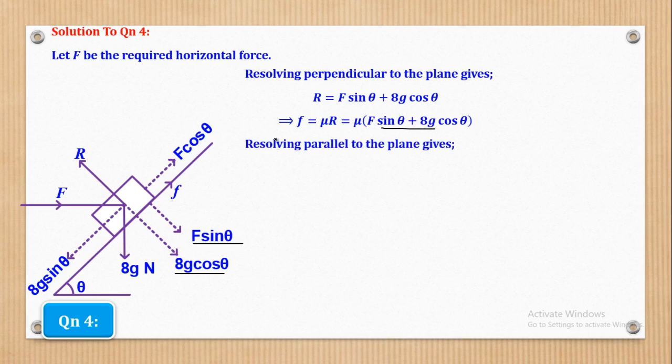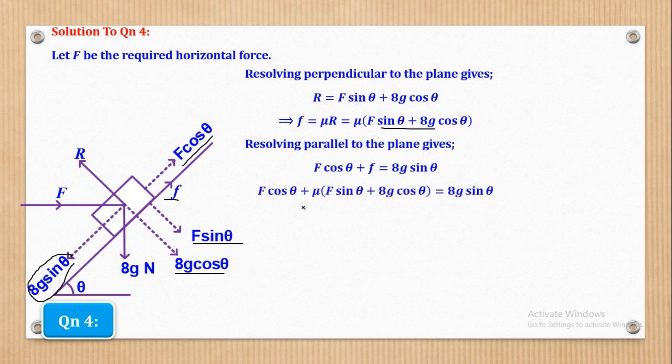Now that I know friction, I'll go ahead to resolve parallel to the plane, and when I resolve parallel to the plane, I'll come up with F cos theta plus small f being equal to 8g sine theta. And when I substitute, I'll come up with that expression. I think you realize that in this case we can now get our horizontal force in terms of mu, theta and g. So after substituting, I'll come and simplify.